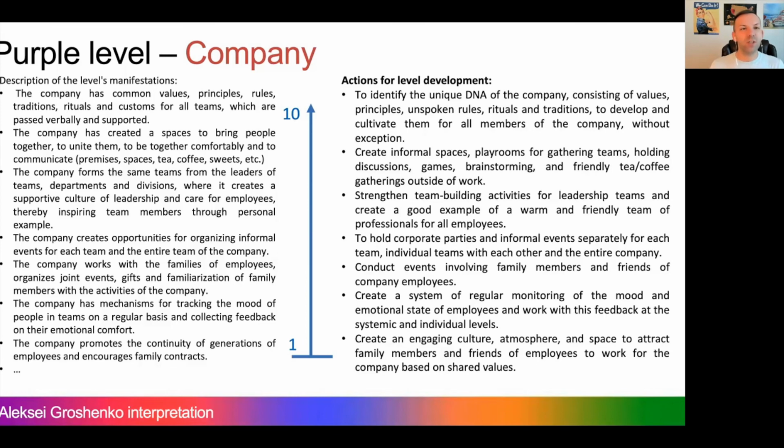In Russia, let me share with you, we have a joke that everybody is equal in a sauna. Sauna, steam room, right? Everybody is equal because they are naked. So that means that the common values, principles, unspoken rules, rituals, and traditions should be common for everybody. Create informal spaces, playrooms for gathering teams, holding discussions, games, brainstorming, and friendly tea and coffee gatherings outside of work, and strengthen the work environment. Strengthen team building activities for leadership teams and create a good example of a warm and friendly team of professionals for all employees.